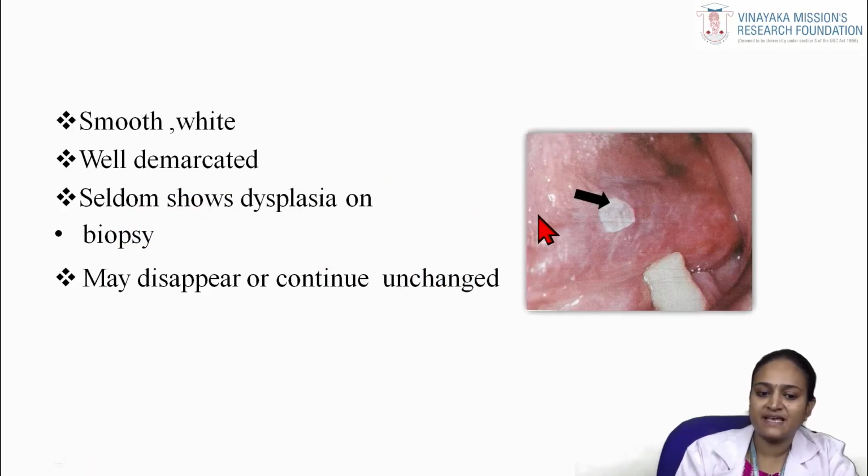So this is a best example of leukoplakia. It's a smaller lesion. It can be a smooth or well demarcated lesion. It seldom shows dysplasia on the biopsy. When you take a biopsy and see under the microscope, you can see the dysplastic features. It may disappear, continue or remain unchanged. It is the initial stage of leukoplakia.